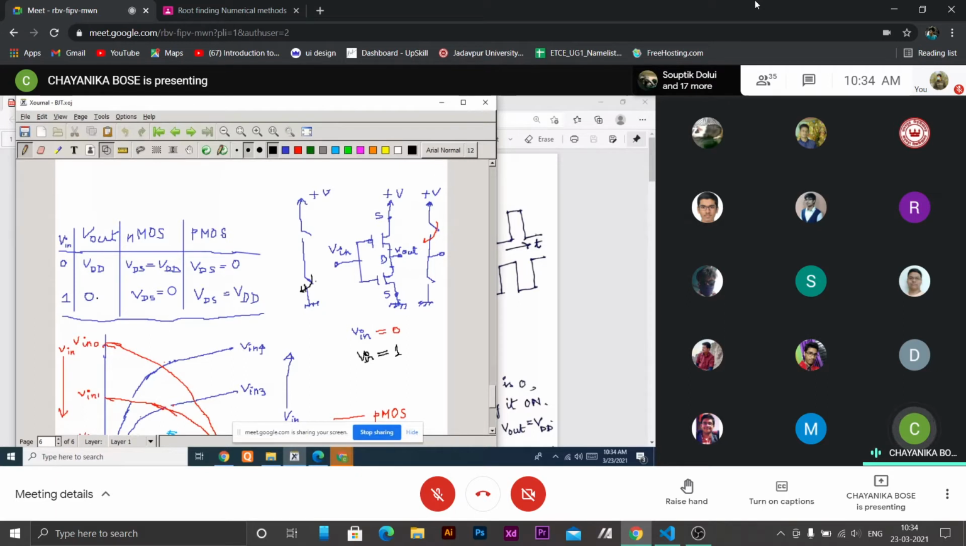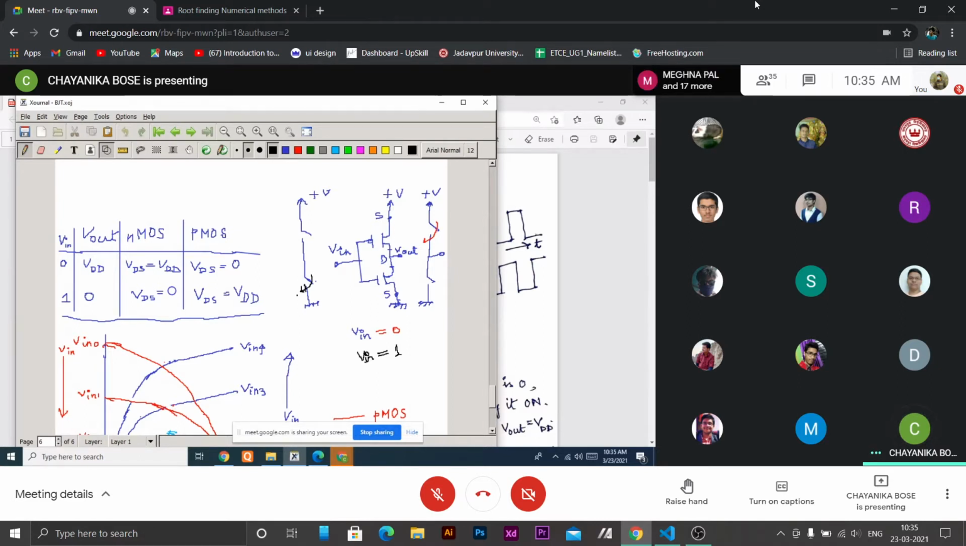Then V out is 0. When V output is 0, then source is at ground, drain is also at 0, means VDS is 0 for NMOS. It is shorted and it is 0, it is at plus VDD. So the drain to source voltage for PMOS is now VDD. Drain with respect to source. দুজনেরই দেখো, একজনের এদিক থেকে আর একজনের ওদিক থেকে। So VDS is VDD for high voltage. So these are the voltage, that potential difference that appears across the device, drain to source voltage for different output state.